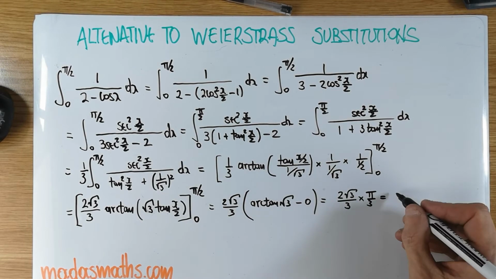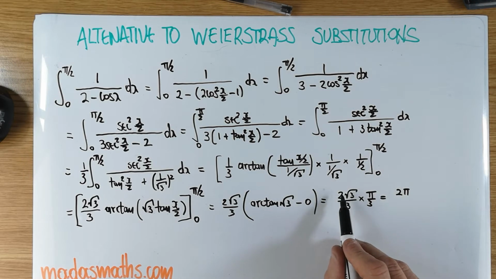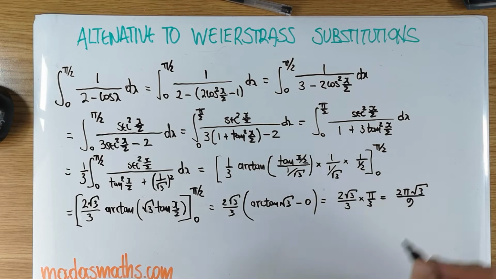And I make this not a very nice number. It's got all sorts of ugly things all bunched up together. It's 2 pi root 3 over 9. I hope it's all good there. Okay, so that was example number 2. We'll go to example number 3.